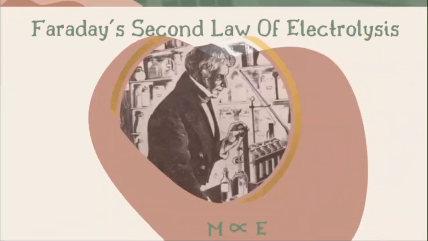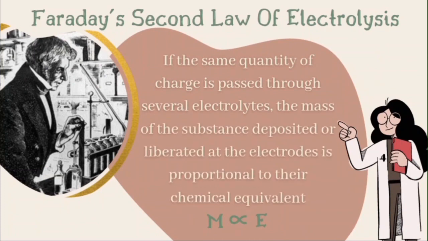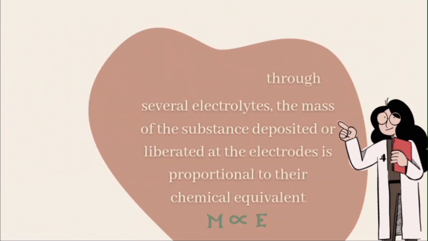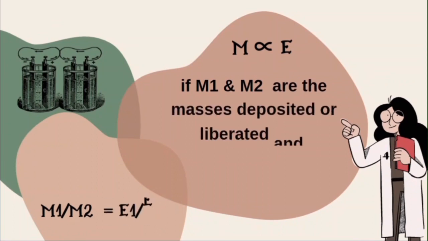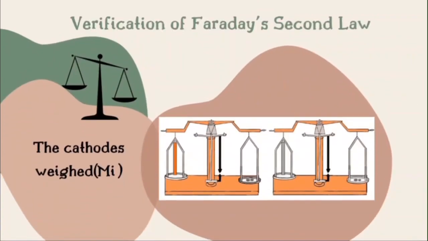Second law. According to Faraday's second law, if the same quantity of charge is passed through several electrolytes, the mass of the substance deposited or liberated at the electrodes is proportional to their chemical equivalent. m is proportional to E, where m is the mass of the substance deposited or liberated at electrodes and E is the chemical equivalent. If m1 and m2 are the masses deposited or liberated and E1, E2 are their chemical equivalents, m1 divided by m2 equals E1 divided by E2.